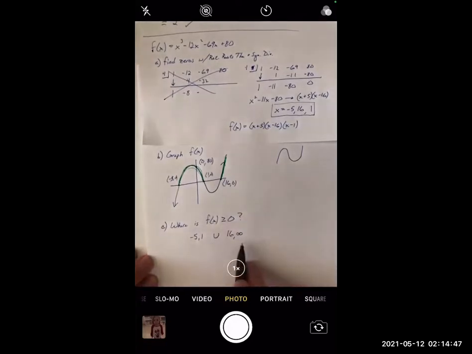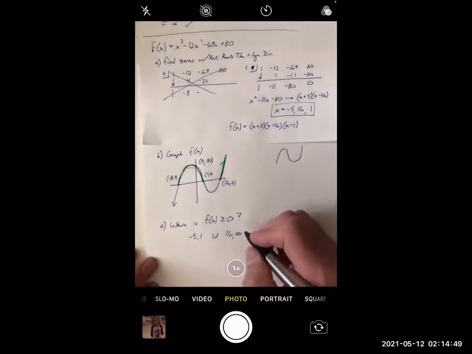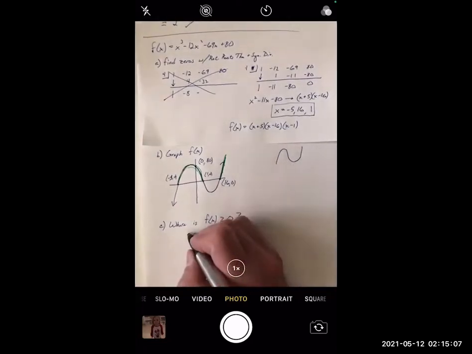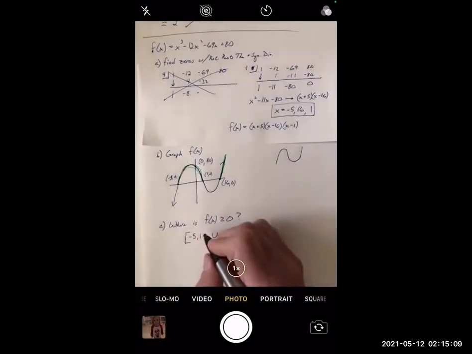And then you have to decide if you're going to get parentheses or brackets. So the infinities always get a parenthesis. What about these numbers? Are they going to get brackets, parentheses, combo? Brackets. Yeah, they're going to get brackets because you've got that equal bar.